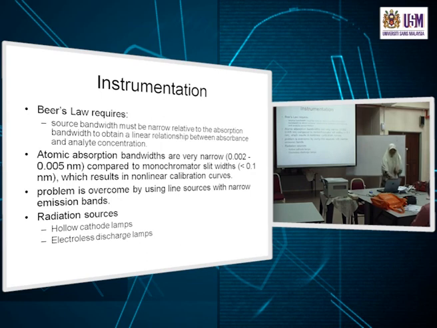So now what we're saying is that the light coming out from the source, the effective bandwidth, must be as narrow, not fatter than the atomic absorption bandwidth. As it says here, the atomic bandwidths are about 0.002 to 0.005 nanometers.